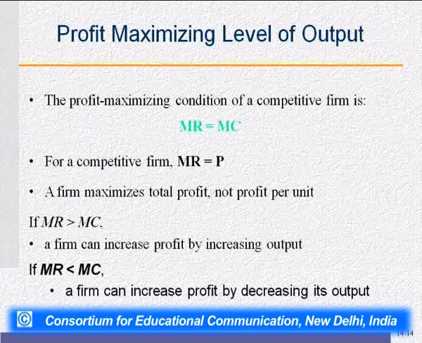A firm can increase profit by increasing output if MR is greater than MC. A firm can increase profit by decreasing its output if MR is less than MC. A firm maximizes total profit, not profit per unit, if MR is equal to MC. If MR is less than MC, a firm can increase profit by decreasing its output.